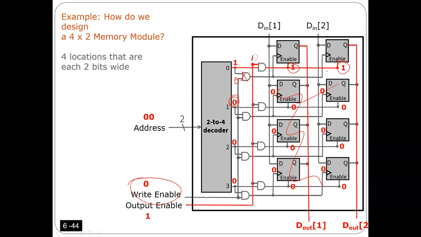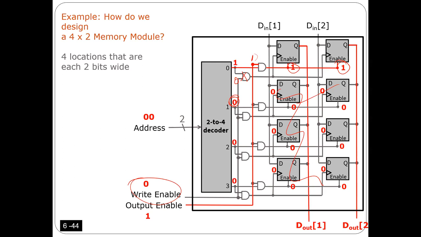As I told you, when the enable is one, I'm gonna read the value of the flip-flop, okay? And then you can read it from here. This is how you can read. So I'm gonna say it again. Once you put the address, writing is zero, output is one.